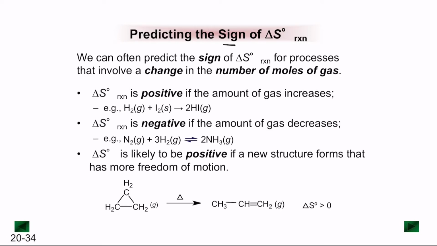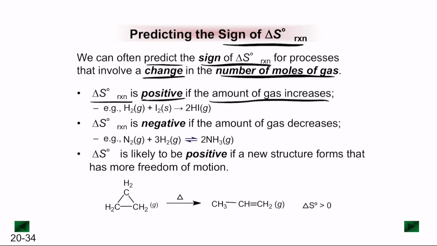So predicting the sign of delta S of the reaction. We can often predict the sign of delta S of the reaction for processes that involve a change in the number of moles of a gas. So delta S is going to be positive if the amount of gas increases. For example, we start with a gas and a solid, and now both of them are gases, which means that there is a positive change in the entropy. Now, delta S of the reaction is negative if the amount of gas decreases. Notice that now we have two gases becoming one single gas, which means that there is a reduction in entropy.